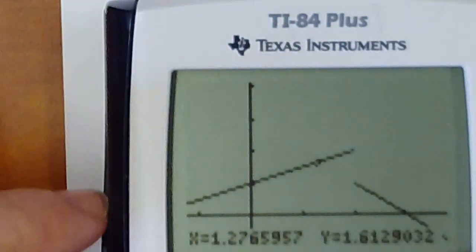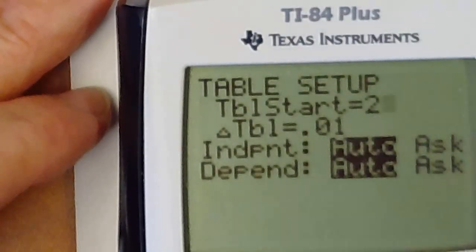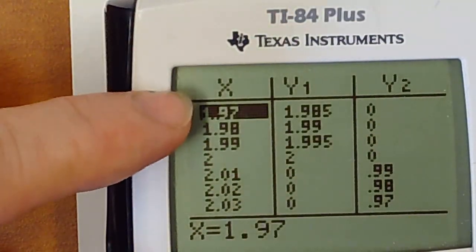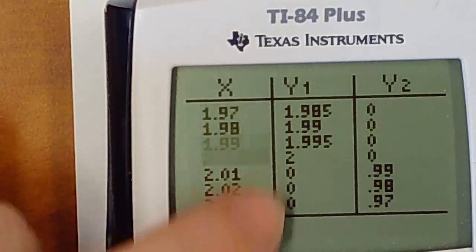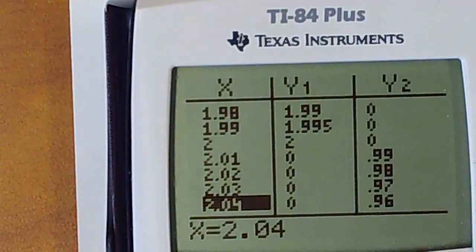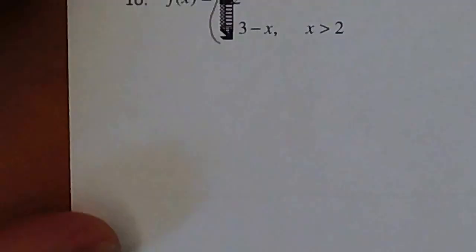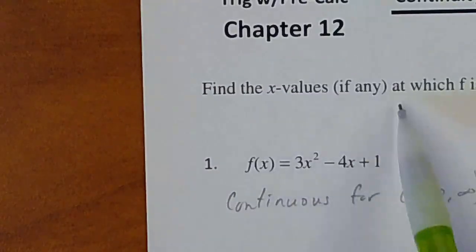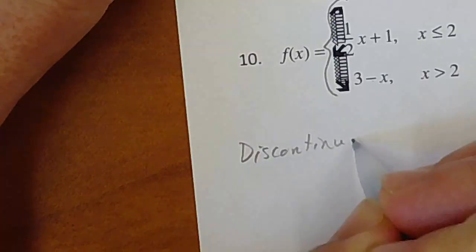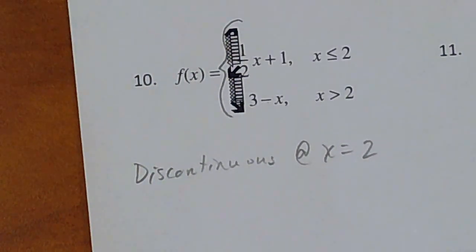Okay, if I go to my table setup and take a look at a value of 2 and keep these small increments, we could also confirm this way. Okay, these y values, as x gets closer to 2 from the left, are going towards 2. And then from the right, this is getting closer to 1, not the same value. Okay, so now we're ready to answer that. Find the x values at which f is not continuous. This is discontinuous at x equals 2. It was not removable.